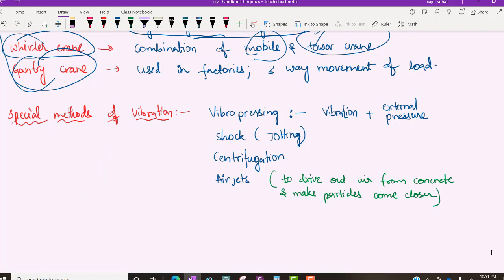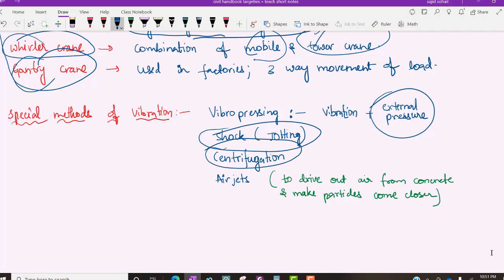Next is special methods of vibration. There are four methods of vibration which you should be aware of. The first one is vibro pressing. So vibration के साथ हम external pressure भी add कर रहे हैं. This is called as vibro pressing. Okay, so next shocking. We can also give shocking or jolting so that the vibration will be happening for my excavation material. Next is centrifugation. We can move with very high velocity so that this vibration will be happening.